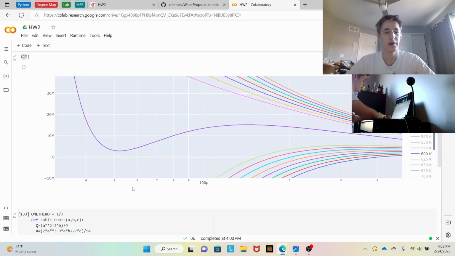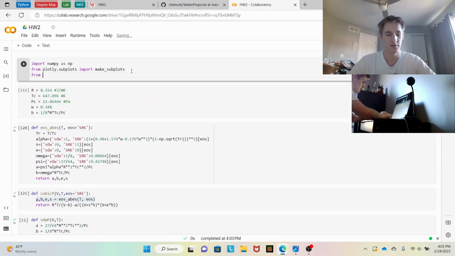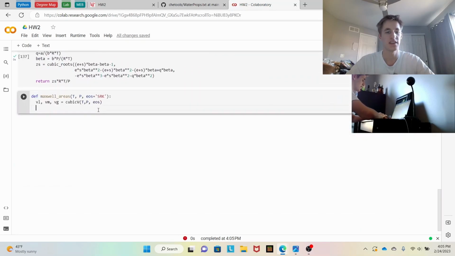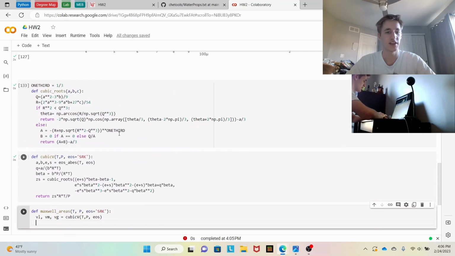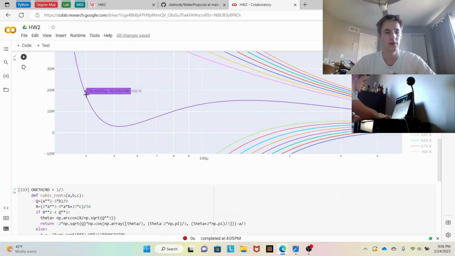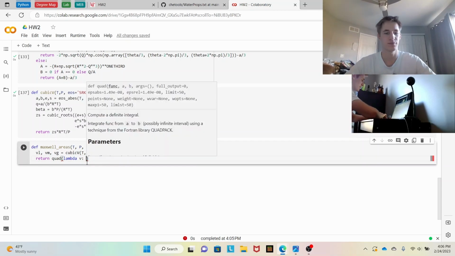And now what we are going to do to integrate is use quadrature. So if we go up to the top here, from scipy.optimize import quad. Now we have the quadrature integration function. We can integrate these areas. So we want to return the value of the quad, and our lambda is v, that's our variable of integration.